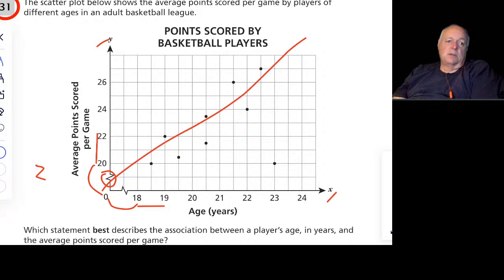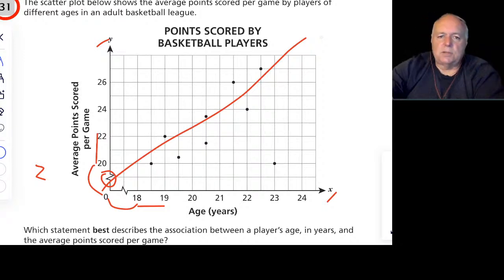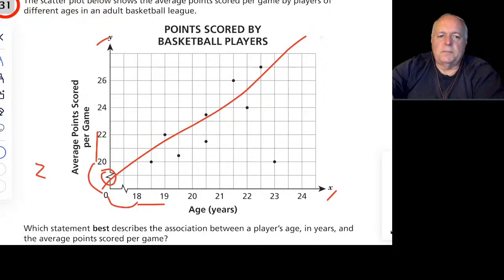Okay? So let's look at the words. The scatter plot below shows the average points scored per game by players of different ages in an adult basketball league. I ran out of stuff to draw. All right, let me try to scroll this away because we don't need that anymore.